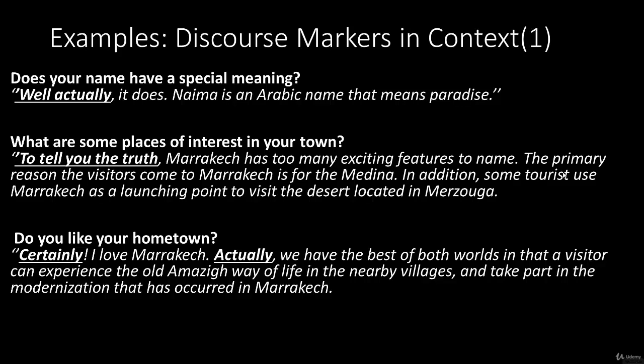Here's an example of some discourse markers in context. Right? So the first question says, does your name have any special meaning? Well, actually, it does. Naima is an Arabic name that means paradise. Next question. What are some places of interest in your town? To tell you the truth, Marrakesh has too many exciting features to name. The primary reason that visitors come to Marrakesh is for the Medina. In addition, some tourists use Marrakesh as a launching point to visit the desert located in Merzouga.